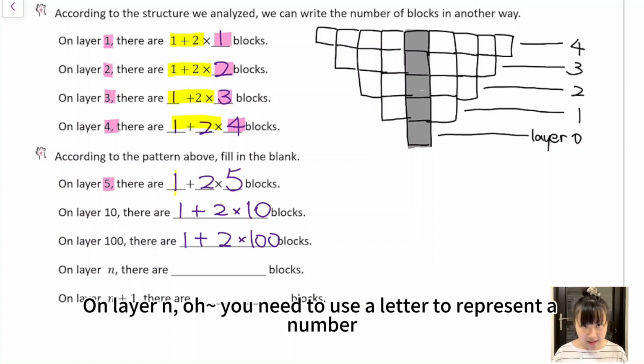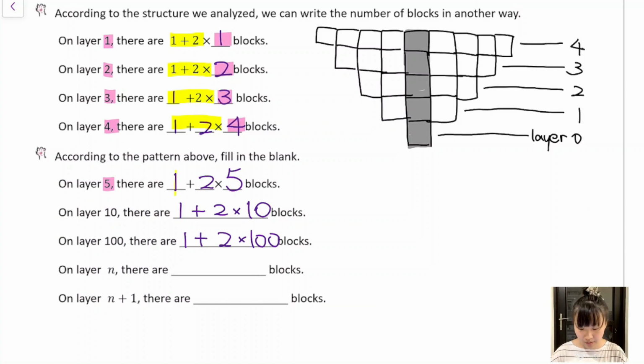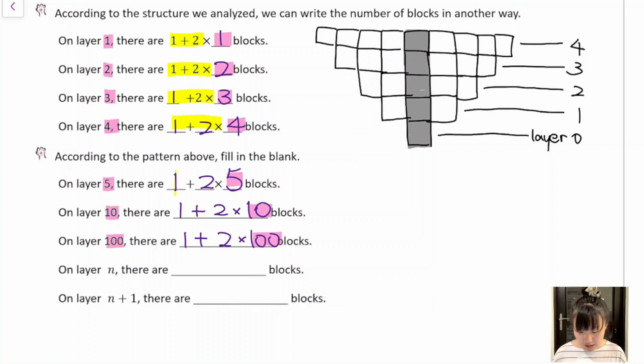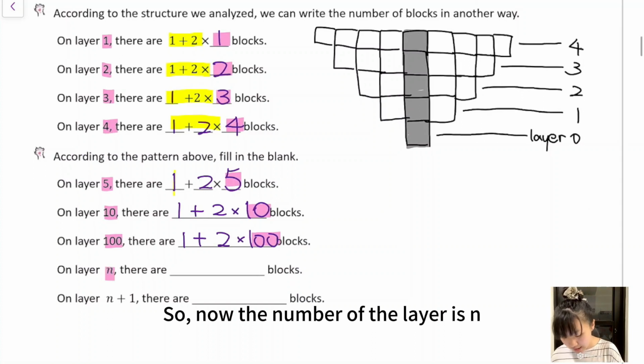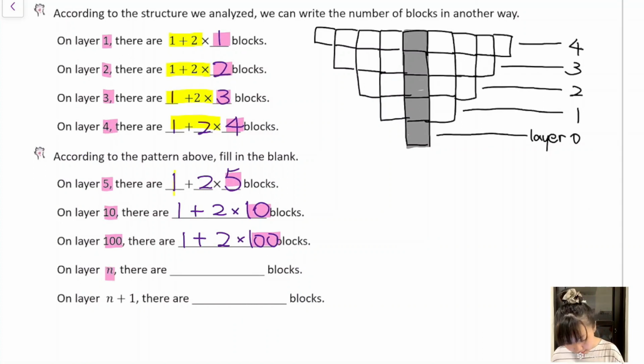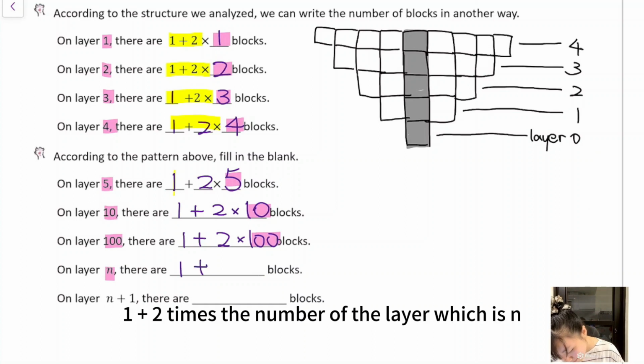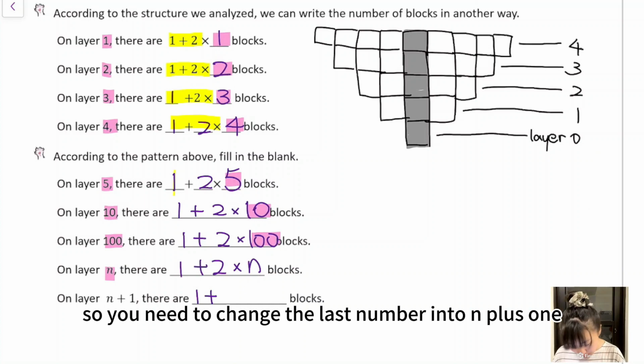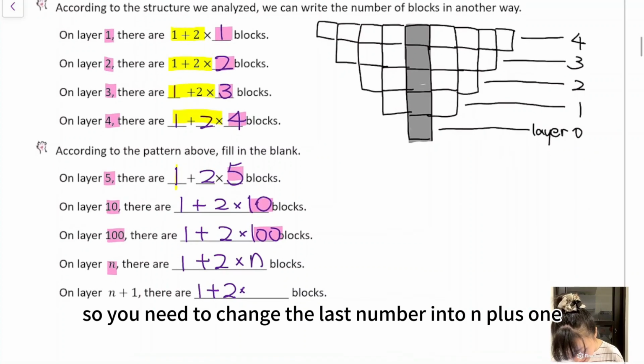On layer N, you need to use a letter to represent a number. So you will find that the last number is just the number of the layer. So now the number of the layer is N. So you will guess that the number of blocks is 1 plus 2 times the number of the layer, which is N. Great. On layer M plus 1, so you need to change the last number into M plus 1.